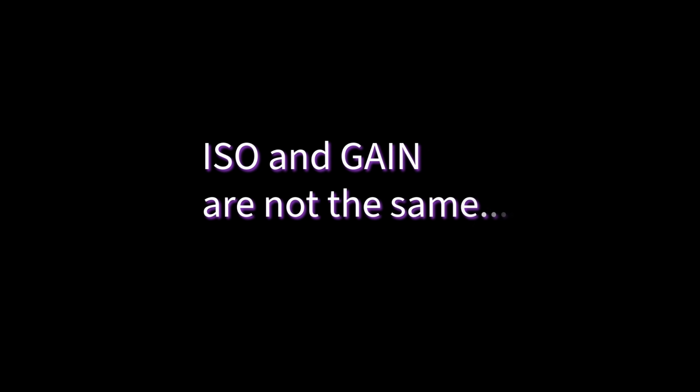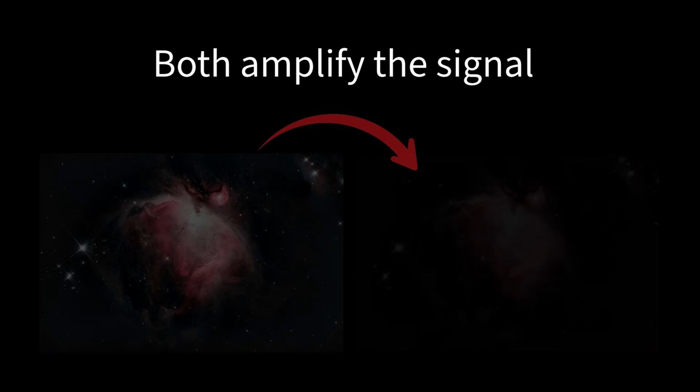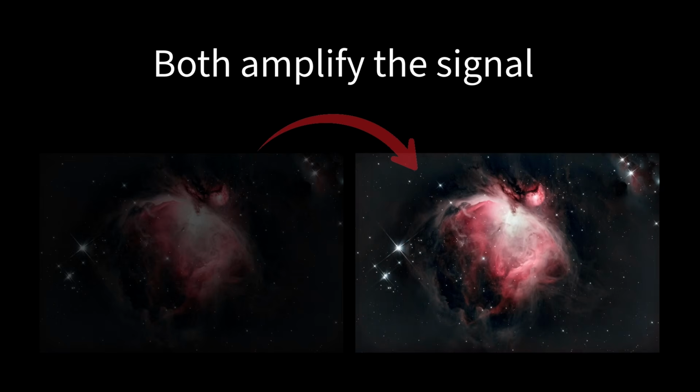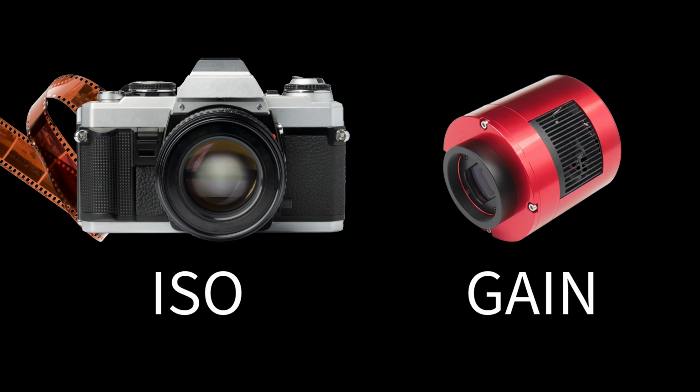So here's the thing. ISO and gain are not the same thing, but they're also not completely different. They both do the same job, amplifying the signal your sensor captures, but they come from different worlds. ISO is a term borrowed from film photography. It's a standardized sensitivity rating, whereas gain is the term dedicated astronomy cameras use, and it's measured in a much more precise way.